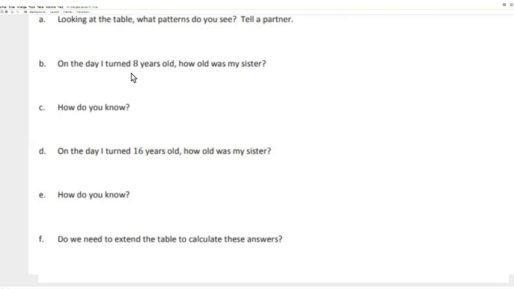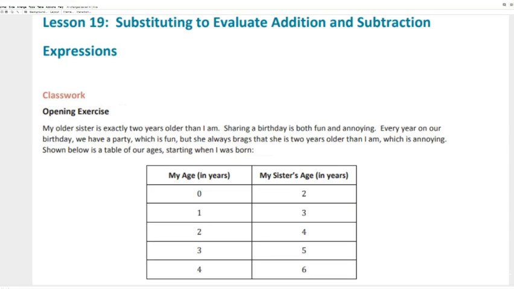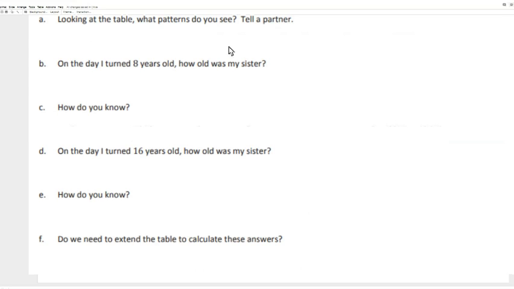If we look below, it says, look at the table. What pattern do you see? It says, tell a partner. Well, I want you to simply put a statement here about what pattern you see. So if you need to, pause the video and look at this and try to identify a pattern. All right, so hopefully you wrote something down in here. There's some kind of pattern that you notice.